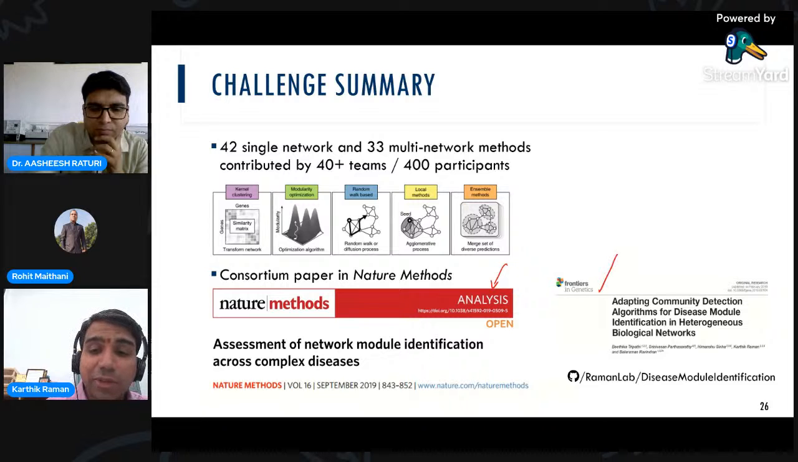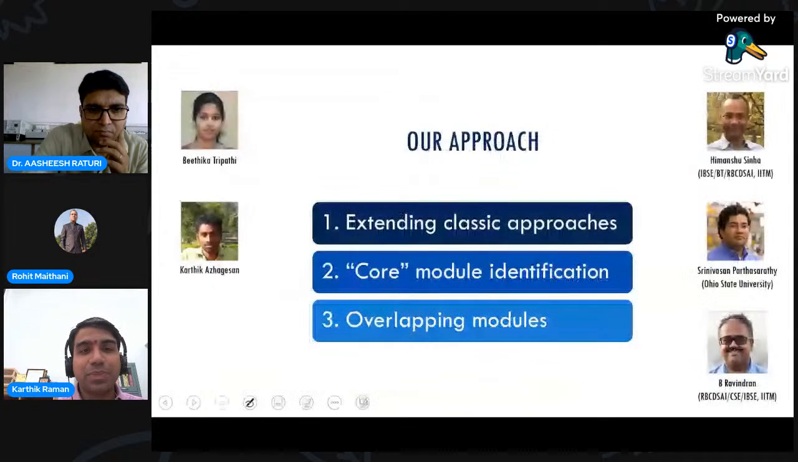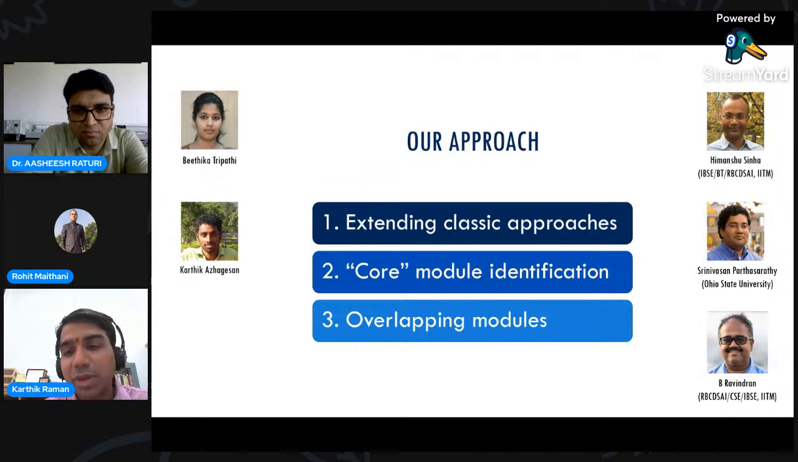And more details of our own method are present in this paper. It's a very interesting read, even for a biologist, just to see how one goes about these kinds of problems, trying to break them down and infer interesting biological insights from structure. Okay. And I was really fortunate to work with a couple of really bright students and some fantastic collaborators that you see here. So Himanshu, Srinivasan Parthasarathy from Ohio State, and also Professor Ravindran, who heads the Robert Bosch Center for Data Science and AI.